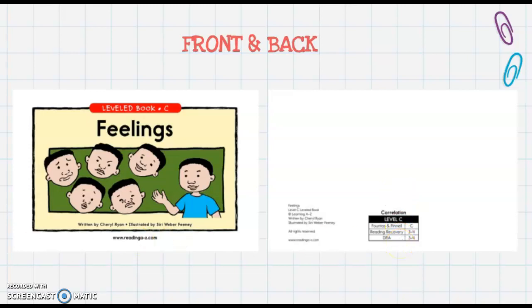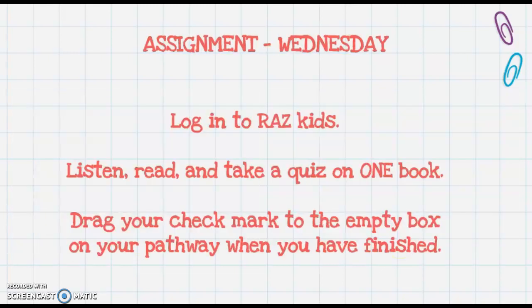Now let's talk about your assignment for today, Wednesday. You are going to log into Raz Kids, you're going to listen to the book, read the same book, and then take a quiz on that same book that you just listened to. So listen to the book, read the book, and take a quiz on the book. Then, once you are done, go back to your pathway, drag your check mark to the empty box to show me that you have completed that assignment.